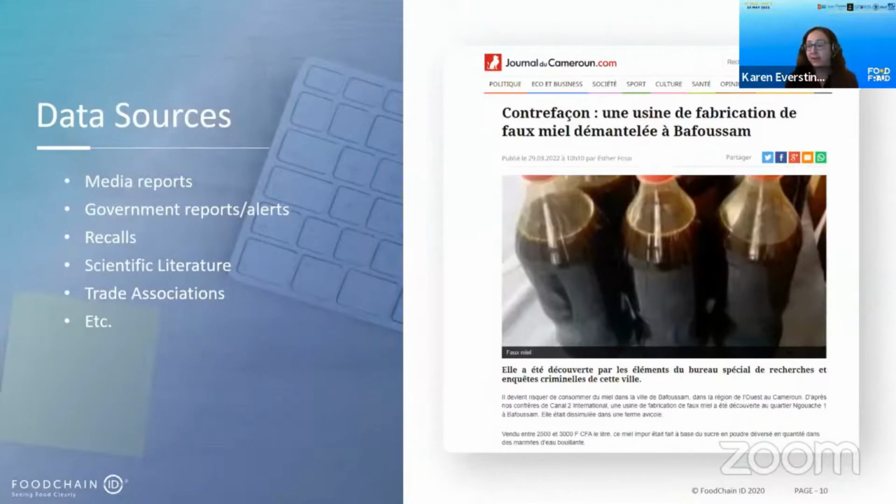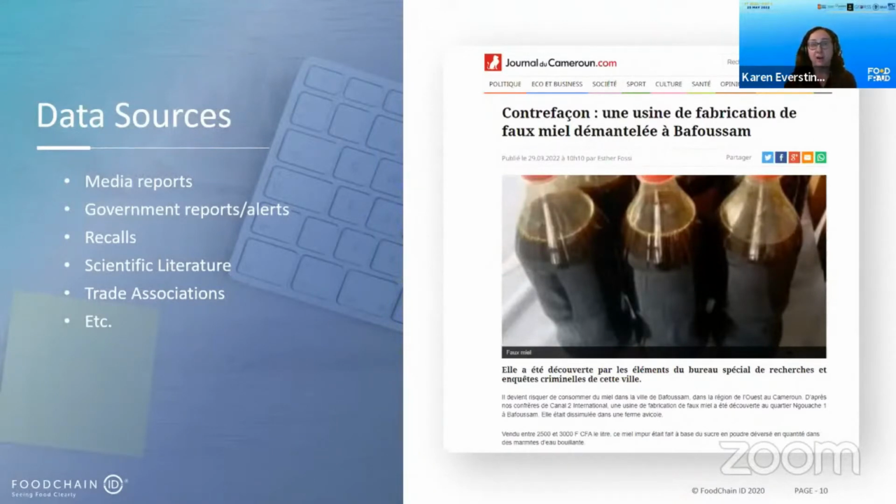Now, when we're looking at data sources, these are the data sources that we tend to look at for our database and just generally for food fraud risk. The first one is media reports. So here's one example on the screen here that was related to honey fraud in Cameroon. So we do feel that media reports are a very important source of information about potential fraud risk.